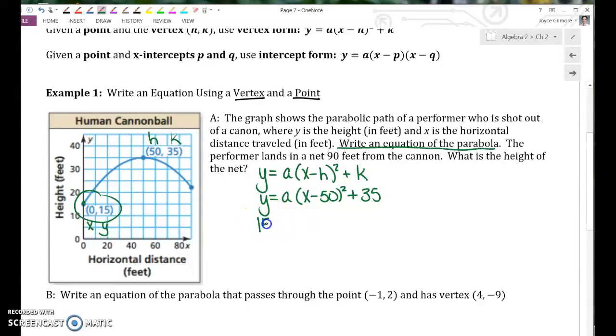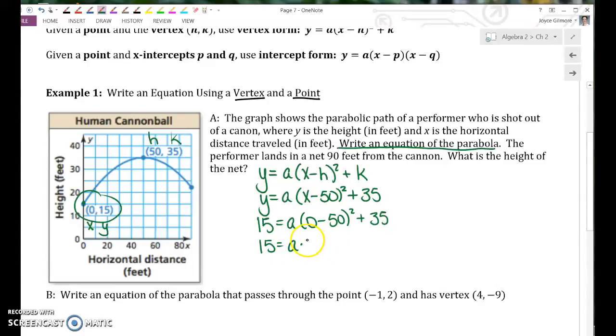So we're going to plug in 15 in place of that y. And we're going to plug 0 in place of the x. Now we only have one unknown. And if you have one unknown, you can solve. So I'm going to start inside the parentheses because PEMDAS says that's what I'm supposed to do. So 0 minus 50 is negative 50. Negative 50 squared. What is negative 50 squared?